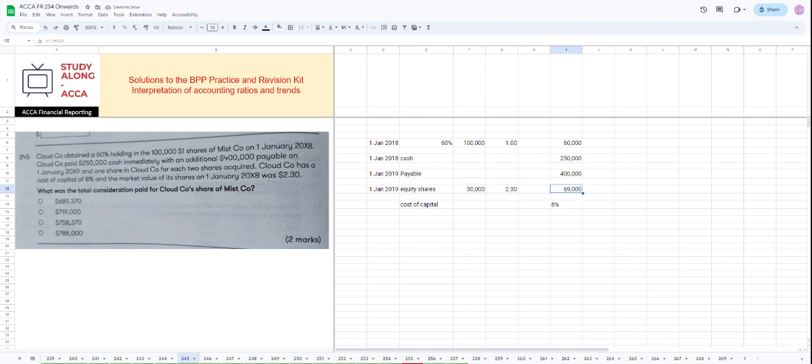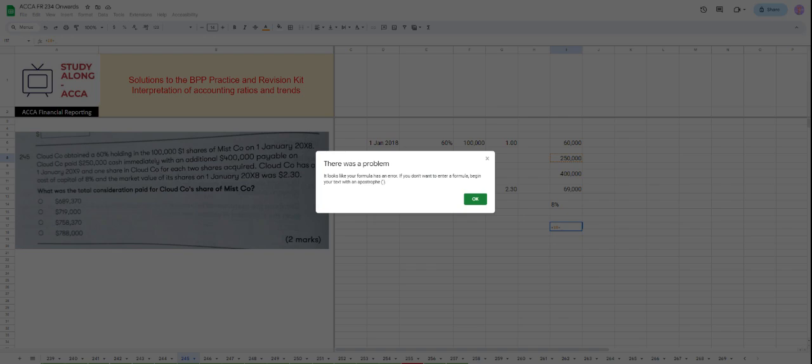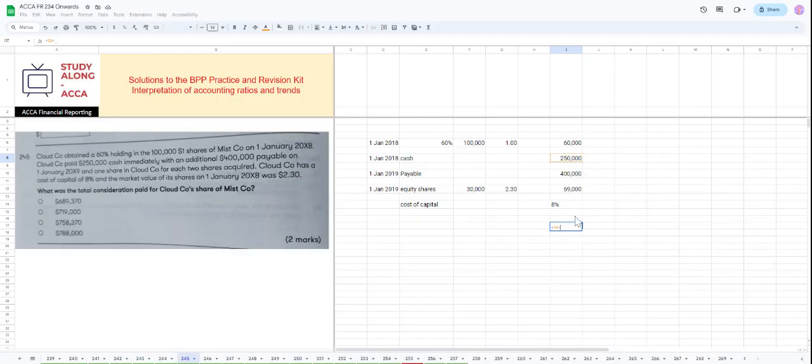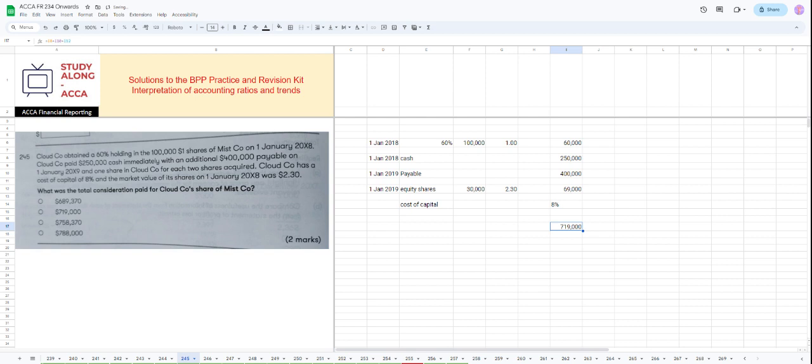So it is asking what is the total consideration, how much we are paying. So we are paying this cash, the remaining cash we are paying on 1st January 19, and then we are giving 69,000 worth of shares. 719 should be our answer. So option 2 should be the answer. It is asking what is the total consideration we are paying. So we are giving them this 250, no doubt about it. We are giving 400,000 also.